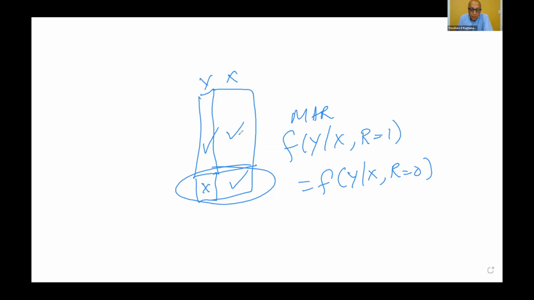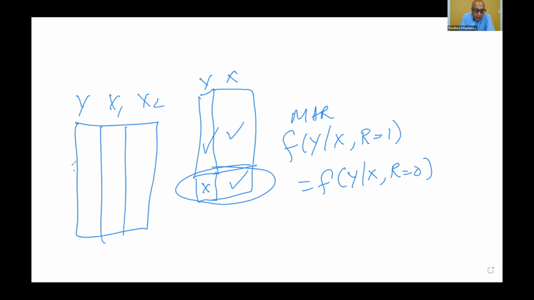Now, on the other hand, suppose you have a situation where you have y and you have x1 and x2, and you have a situation where you have observed, and then you have observed, missing, observed, and then missing, observed, missing, something like that. So missing, observed, and so on and so forth. So you could have different kinds of missing data problems.